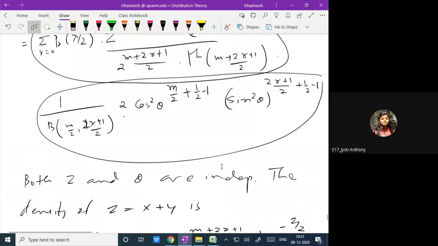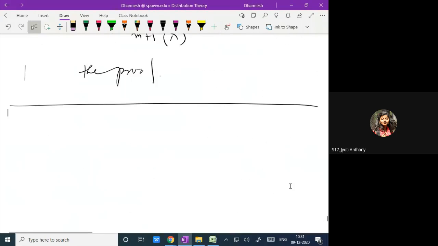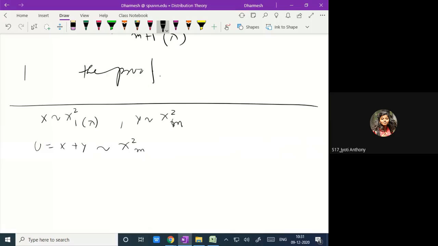So in the last lecture, we proved one theorem. If x has a non-central chi-square distribution with 1 degree of freedom and non-centrality parameter lambda, and y is distributed as a chi-square with m degrees of freedom, then u equal to x plus y is a non-central chi-square with m plus 1 degrees of freedom and non-centrality parameter lambda, provided x and y are independent.